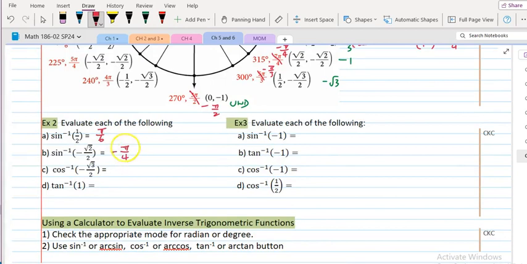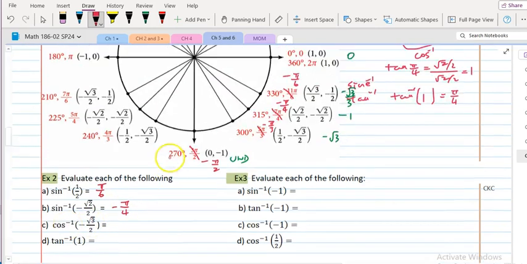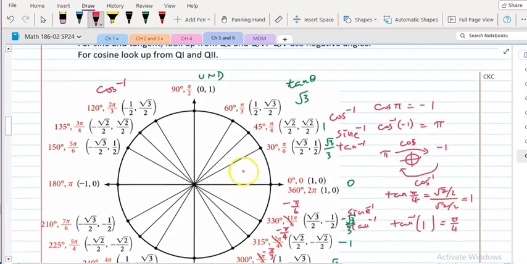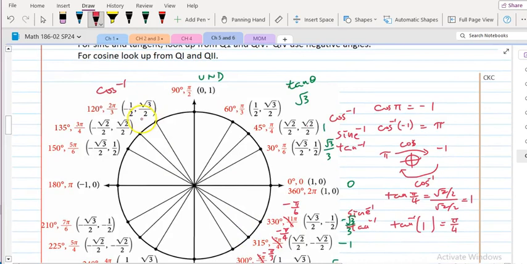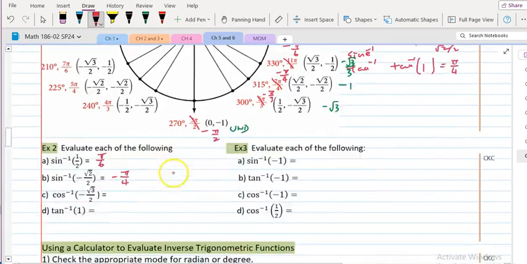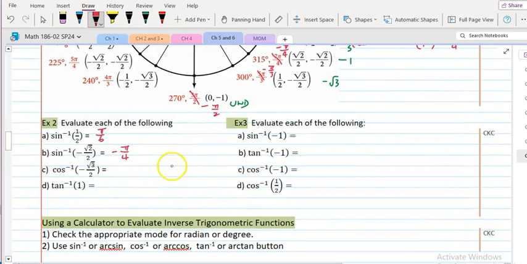You know that for sine and tangent, if your input is negative, your angle is negative. For cosine, it's the other way around. This is not the case. So you need the x value to be negative root 3 over 2. So x value negative root 3 over 2, and then the output is 5 pi over 6. So don't look at quadrants 1 and 4. Look at the x value of negative root 3 over 2. It's 5 pi over 6.